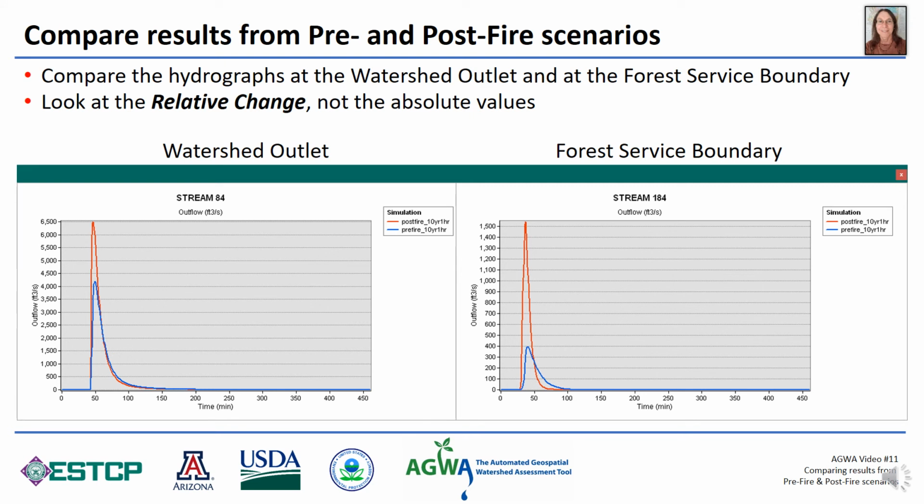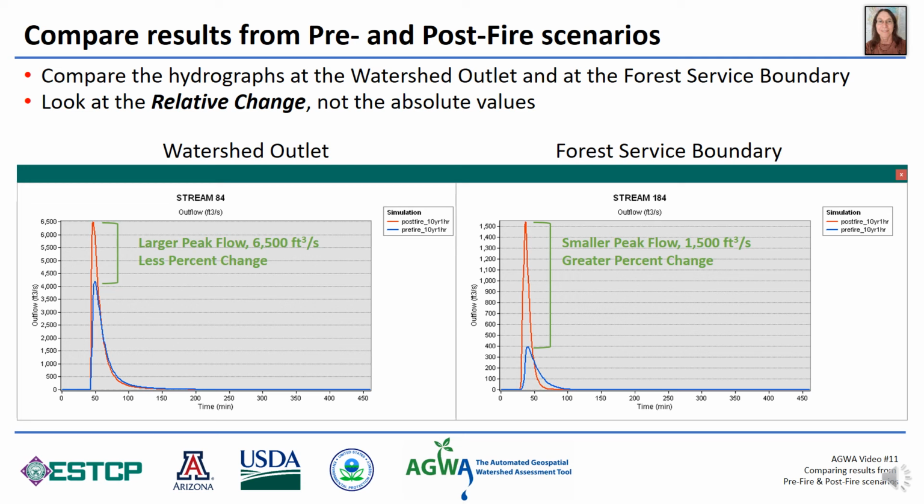Compare the hydrographs at the watershed outlet and at the Forest Service boundary for peak flow. Note that the scales on the two graphs are very different. Also remember that we're looking at relative change, not absolute values. The blue hydrographs are pre-fire, the red are post-fire.